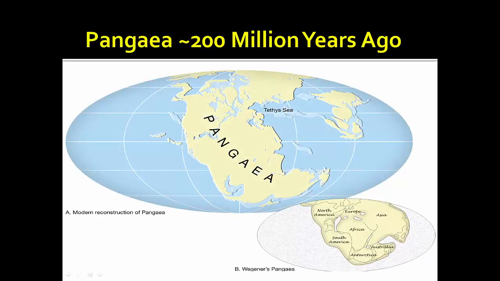At the bottom right is Wegener's construction of all land connected as a supercontinent, Pangaea. The larger image is a more modern reconstruction. We now know that while most land was connected, East and Southeast Asia were not connected to the rest of Pangaea.